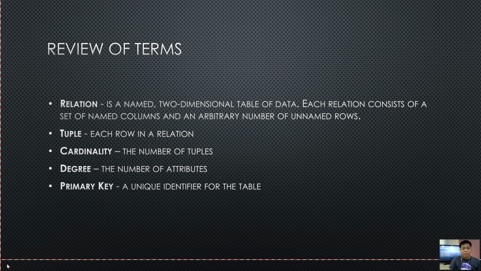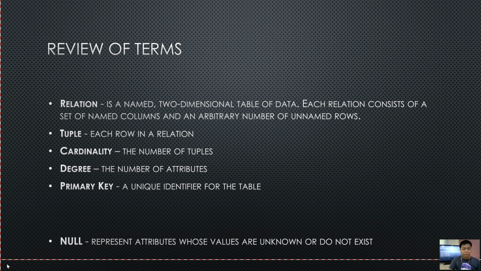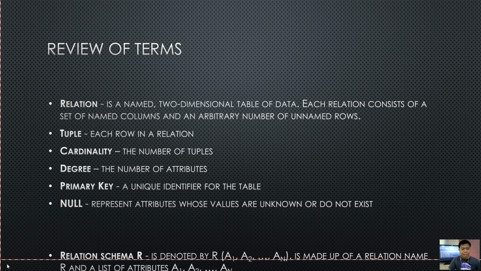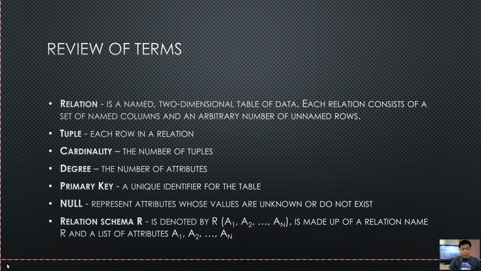The primary key is a unique identifier for the table. In our example, in our table, the primary key is the employee number. Null represents those attributes whose values are unknown or do not exist. And the relation schema R is denoted by R of A sub 1, A sub 2 to A sub n, and is made up of a relation name R and a list of attributes A sub 1, A sub 2 to A sub n.